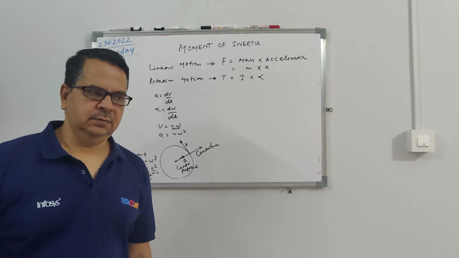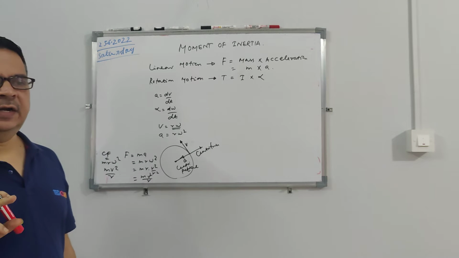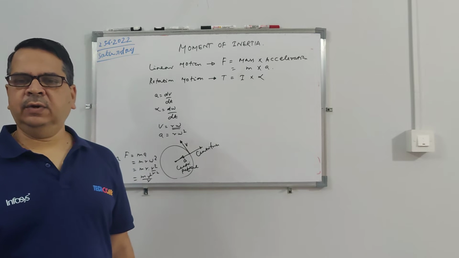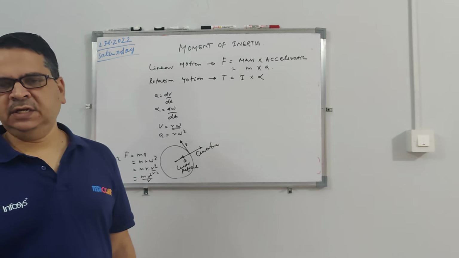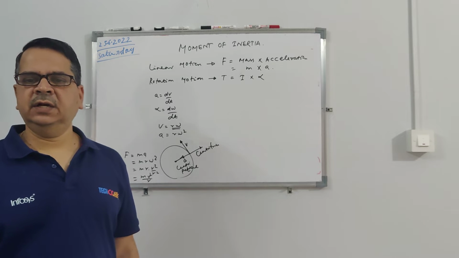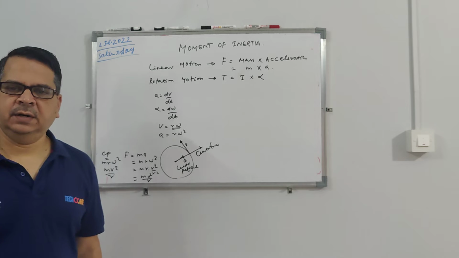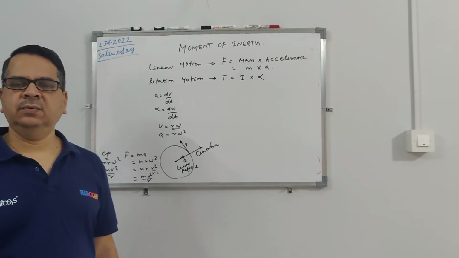So the center of gravity is nothing but a point in a body where you can assume that the whole mass is getting concentrated, the effective mass is getting concentrated at that point. So it's very important to know the CG.